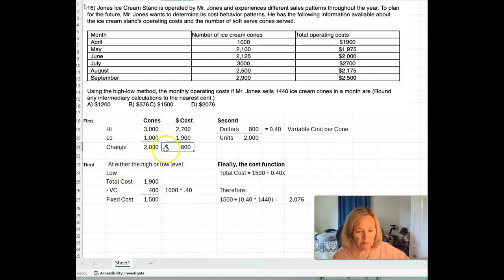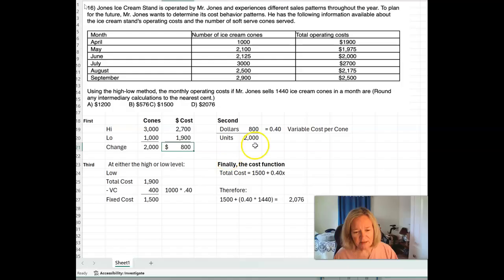Then next, we're going to figure out what our fixed cost is. And we can do that either at the high or the low level, but not in between. Okay, it's got to be one of these two numbers. So I did it at the low level. I usually pick the easiest number to work with. My total cost is $1,900. That's here at this level. My variable cost is $400, and that would be 1,000 cones here times 40 cents. Okay, so that would be $400, and that means my fixed cost is $1,500.